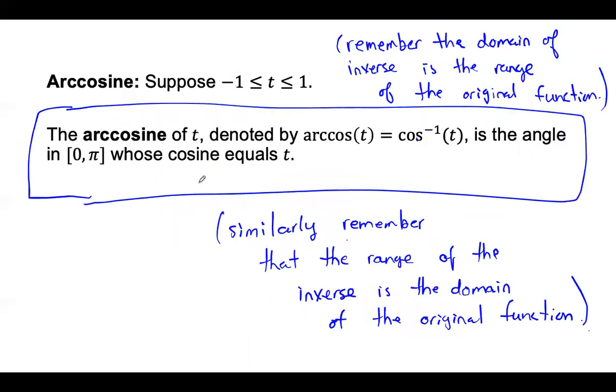So we're defining this t between -1 and 1, and we're letting the arc cosine of t, denoted arc cosine, equal the inverse, so cos inverse t. And this is the angle in 0 to pi whose cosine equals t. So this is where we left off.